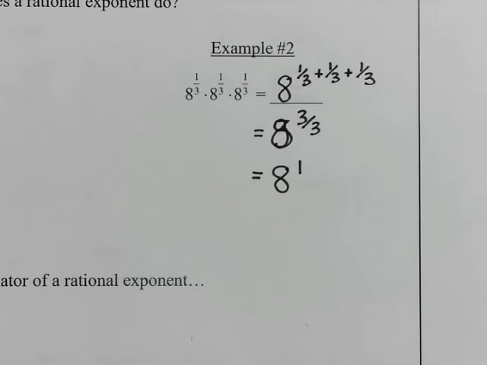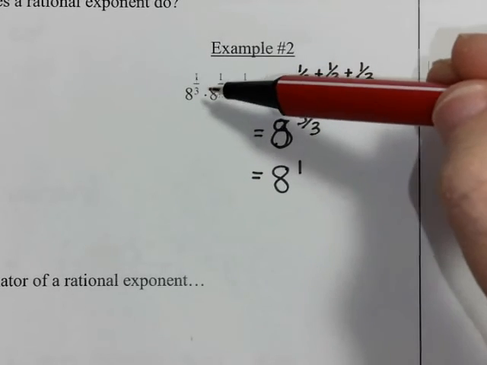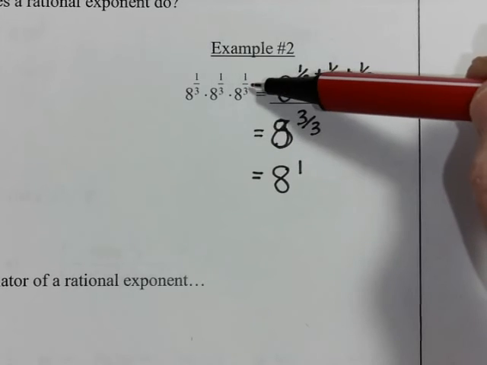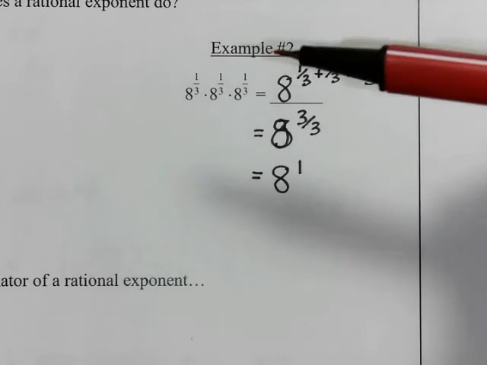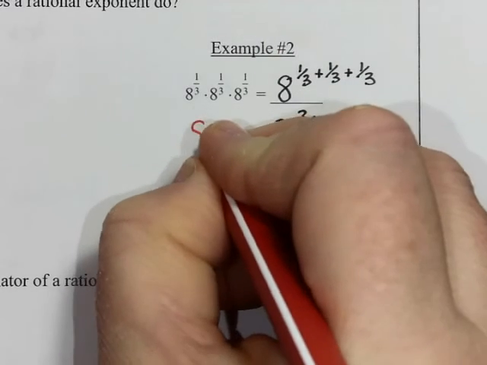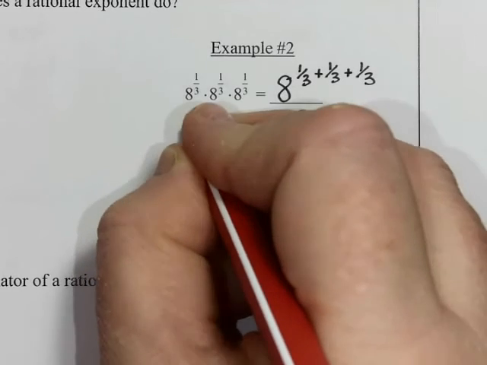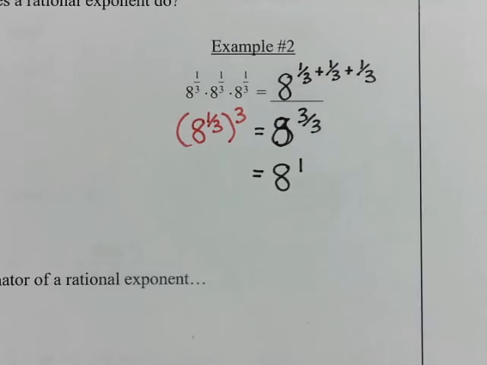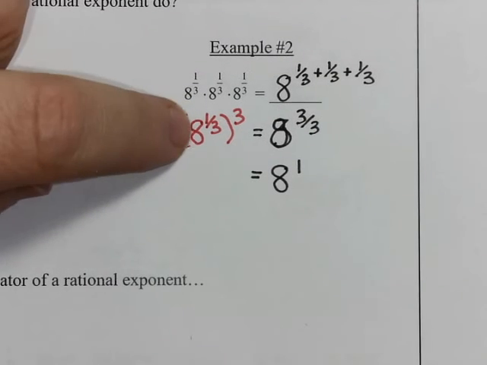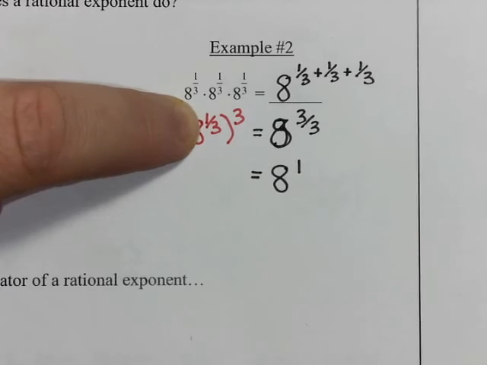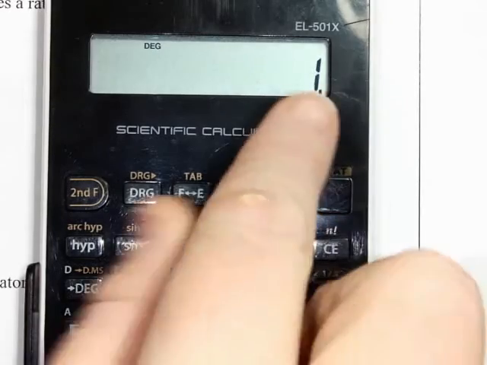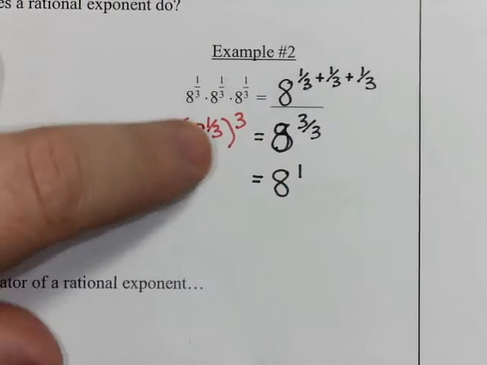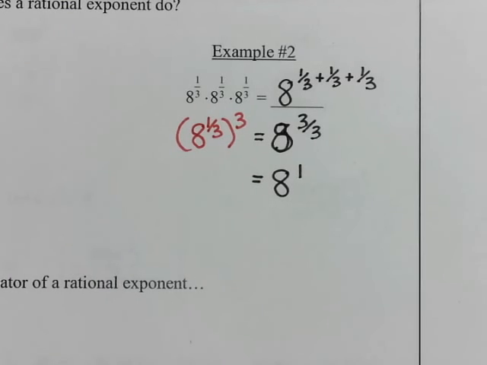Okay. Other side, we're going to see if we can do something a little different with it. I have 8 to the power of 1/3 times 8 to the power of 1/3 times 8 to the power of 1/3. I have multiplied 8 to the power of 1/3 by itself 3 times. So I could say that this is 8 to the power of 1/3 to the power of 3. And if I check 1/3 times 3, so on my calculator, if I did 1 divided by 3 times 3, that does equal 1, right? So it would still work out to be 8 to the power of 1. But I don't want to do that.